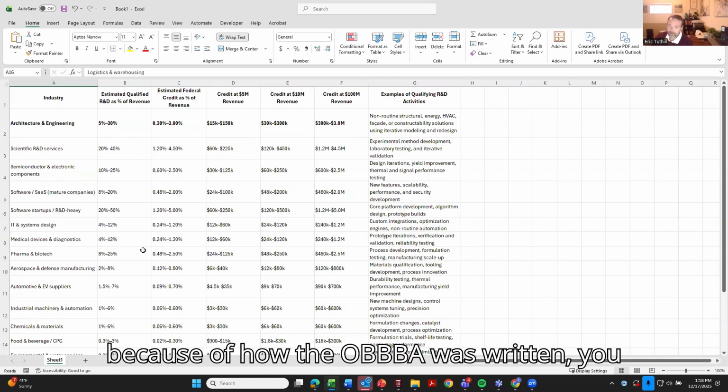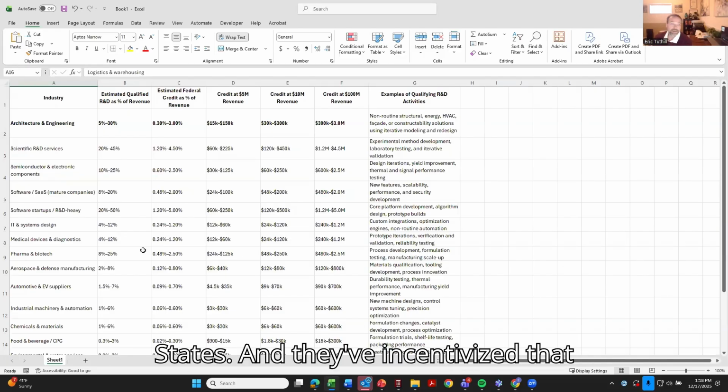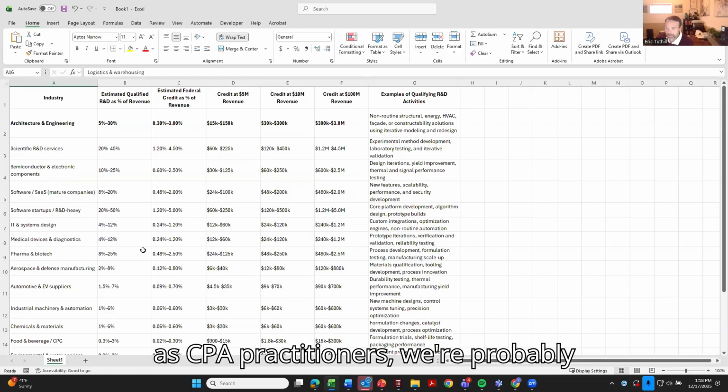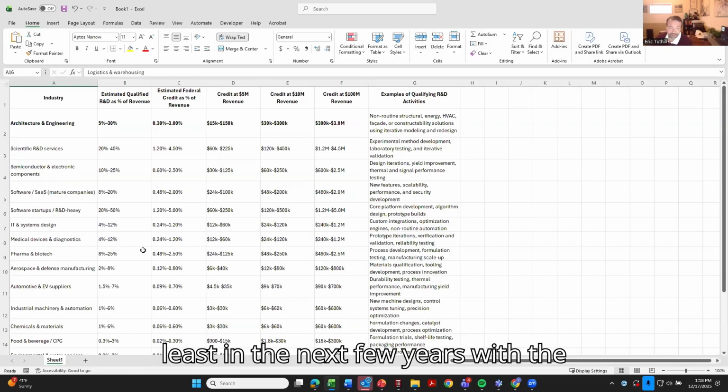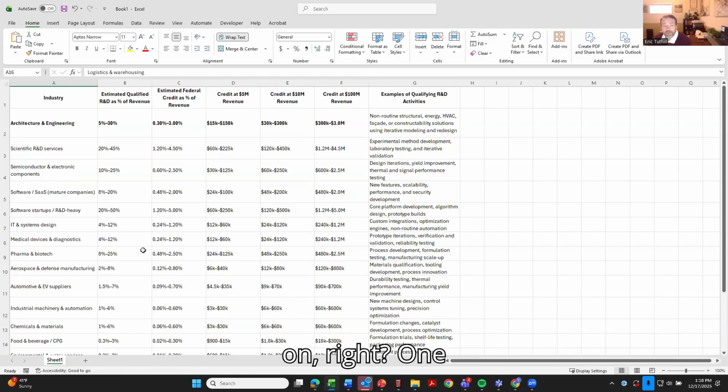But because of how the OBBBA was written, you can see that they're really trying to bring manufacturing back to the United States, and they've incentivized that properly. So as CPA practitioners, we're probably going to see a lot more manufacturing, at least in the next few years, with the tariffs and everything else that's going on, right?